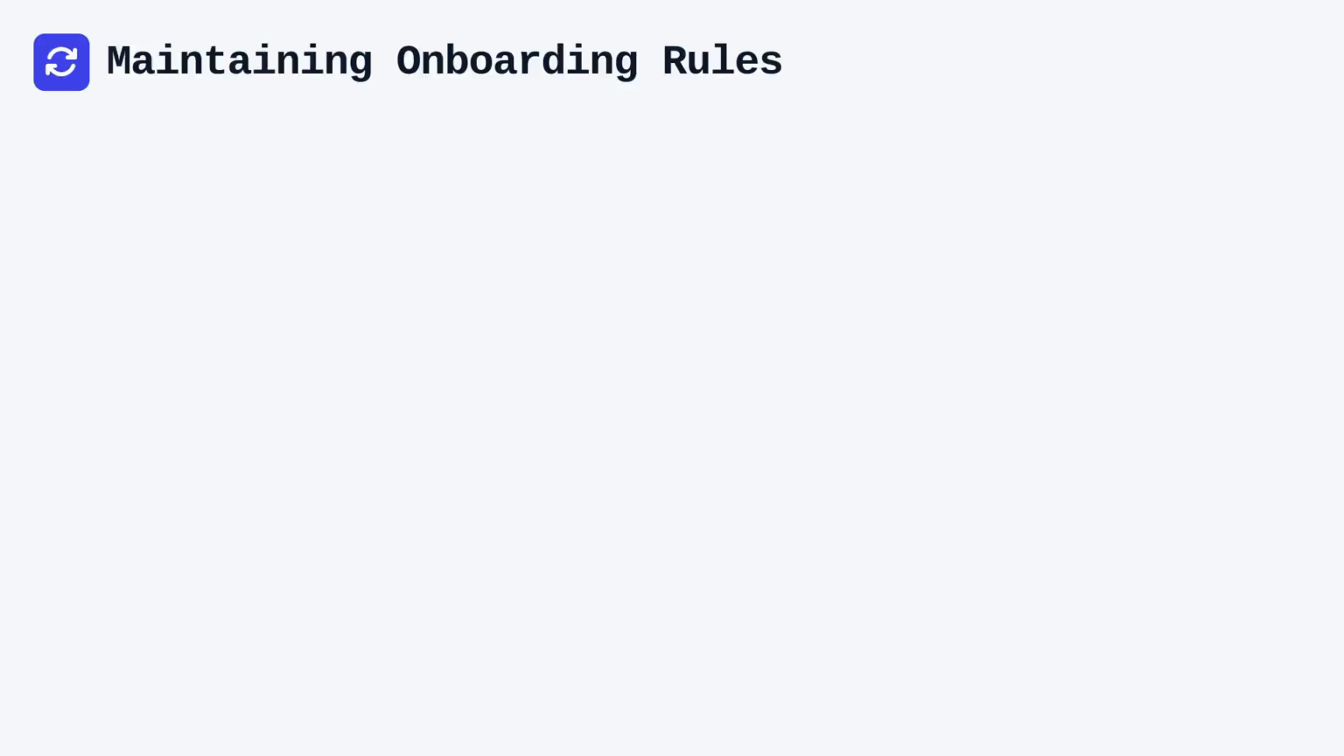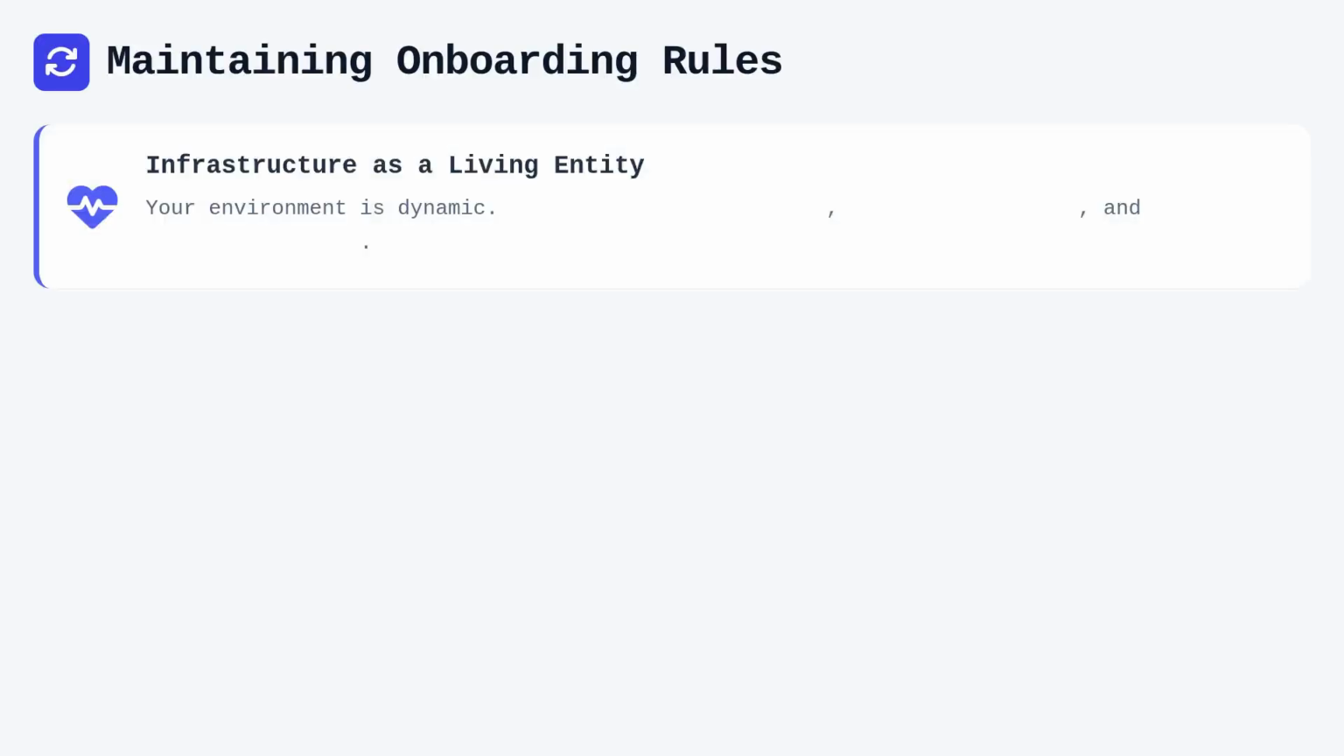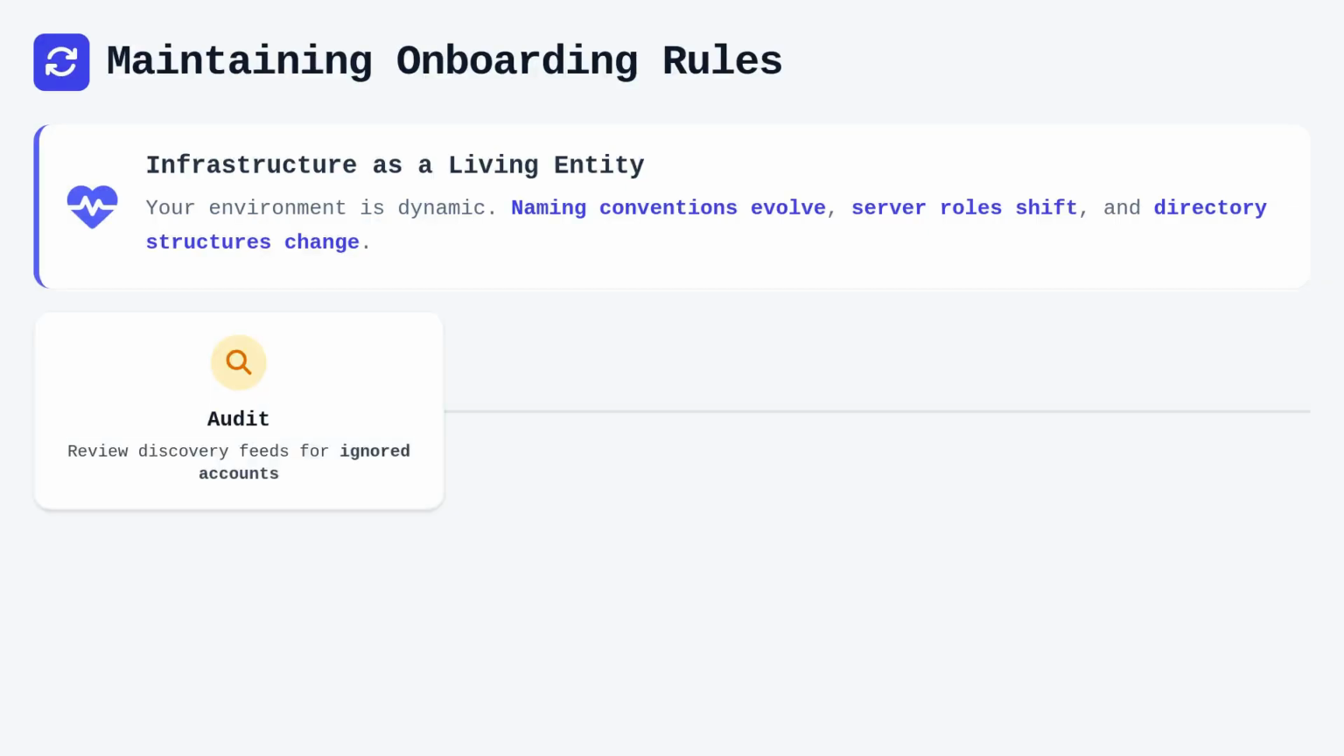As you refine these rules, consider that your infrastructure is likely a living, breathing entity that changes over time. Your naming conventions might evolve, new server roles might be introduced, or business units might change their directory service structure. Consequently, automatic onboarding rules are not a set-it-and-forget-it component of your architecture, but rather a configuration subject to periodic review.